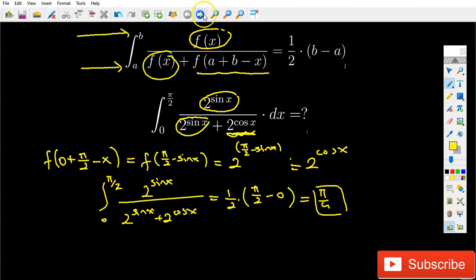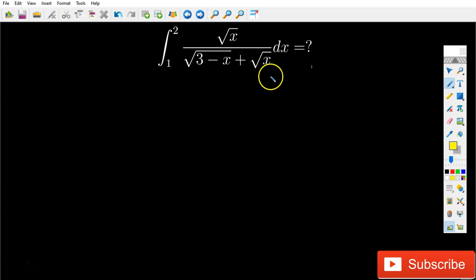In this video, we're going to solve 3 problems. We've just solved the first problem, so let's move on to the second problem. In the second problem, what I see is the integral from 1 to 2 of square root of x divided by square root of 3 minus x plus square root of x. The very first thing that got my attention is square root of x. I see square root of x on both top and at the bottom, which means f of x is going to be equal to square root of x.